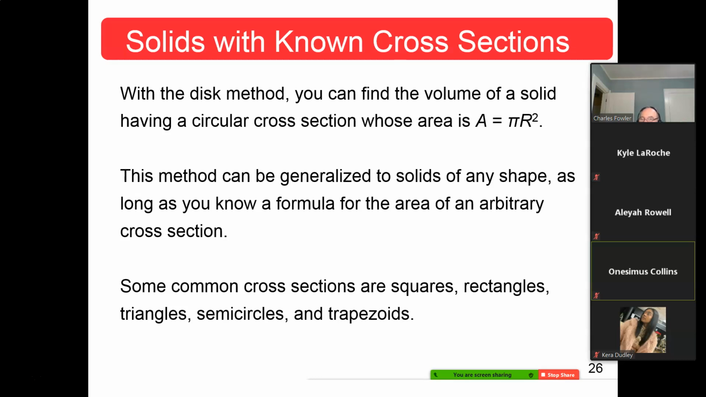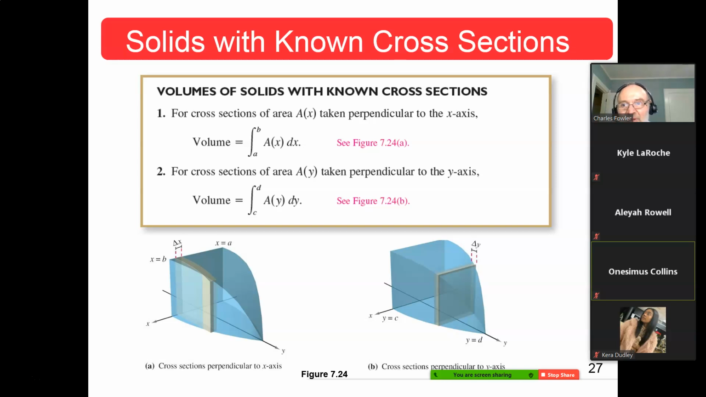Now this can get into some tough calculations here. They're really fairly simple theory-wise, but getting the actual values sometimes is a lot harder. Some common cross-sections are squares, rectangles, triangles, semicircles, trapezoids, things such as that. And those areas may not be so well known to you, but we'll run into them. So here's volumes with solids of known cross-sections.